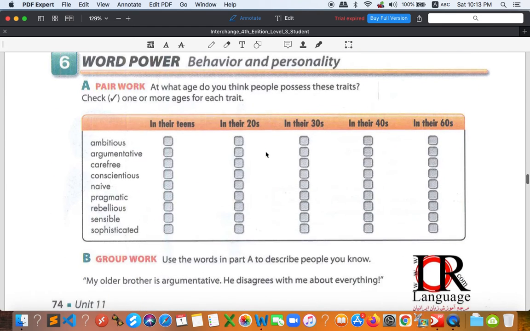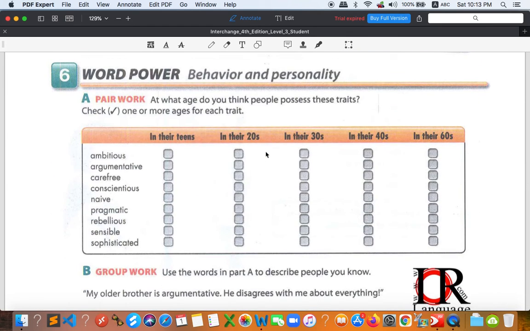Let's go on to number 6, Word Power: behavior and personality. In this activity, it's about personality and behavior. Behavior is about the action. Personality is something inside you, and the way you behave comes from something inside. So take a look at the instruction.